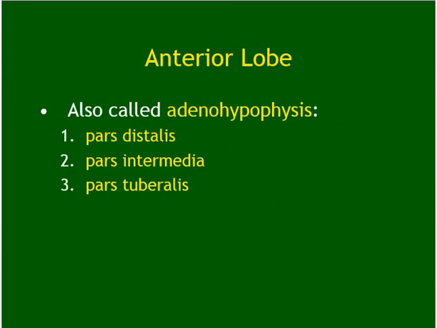So there is pars distalis, pars intermedia, and pars tuberalis. These are the three parts of the adenohypophysis, which is the anterior lobe of the pituitary gland.